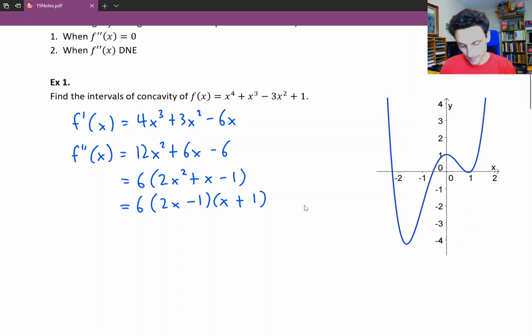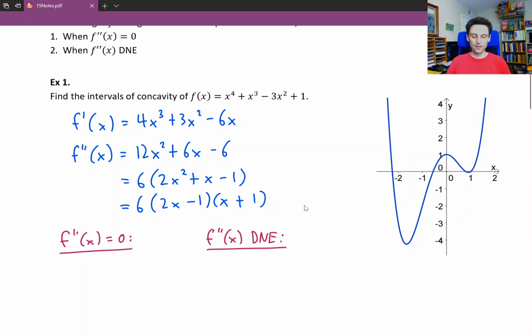Okay, so now what we're going to do is figure out where the second derivative is equal to 0, and if there's any place where this derivative does not exist. We'll always look at those two cases. Well, if we set the second derivative equal to 0, we already have it factored, so that's not too bad. Set 2x minus 1 equal to 0 and solve, and you get x equals a half. And then x equals negative 1.